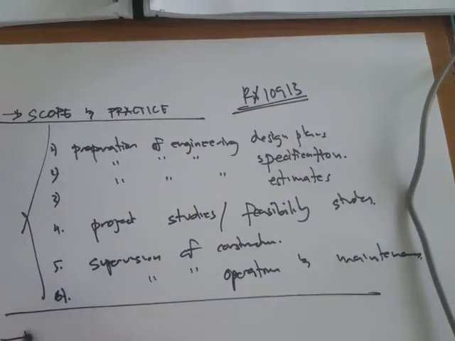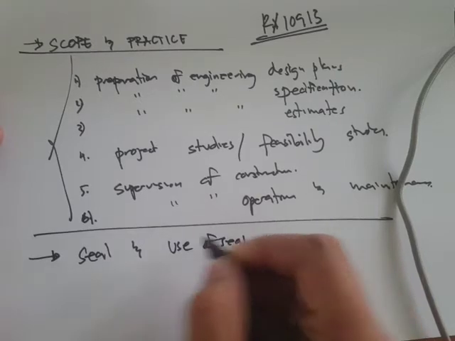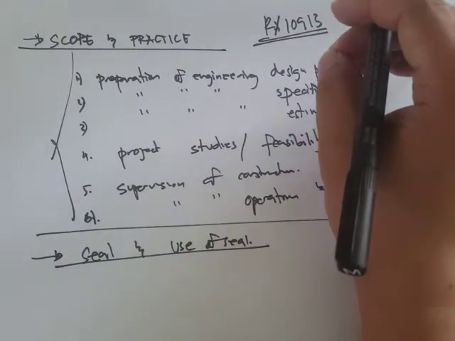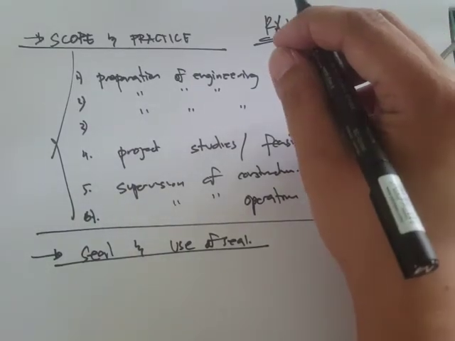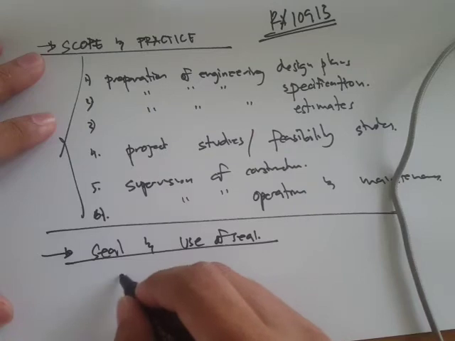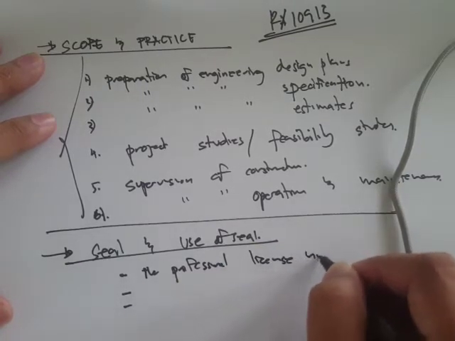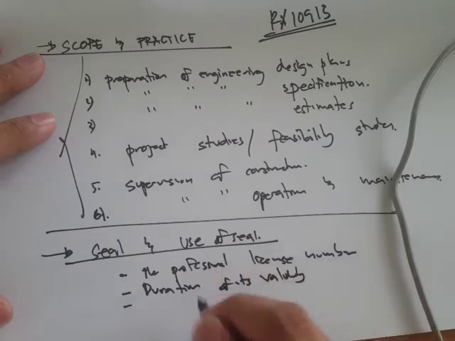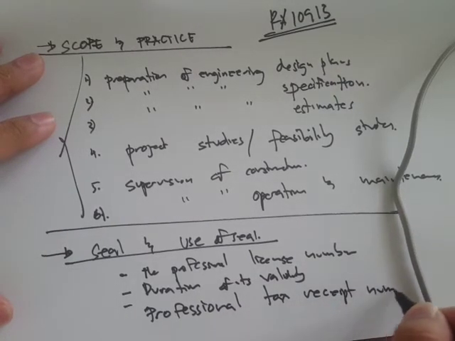Okay, I also like to highlight one important thing, which is the seal and use of seal. In practice, all drawings, plans, and specifications are actually signed and sealed. So you need to have a dry seal, and when signing, the following are needed. The PRC number, or the professional license number, the duration of its validity, and then the professional tax receipt number. Okay, and some other details.